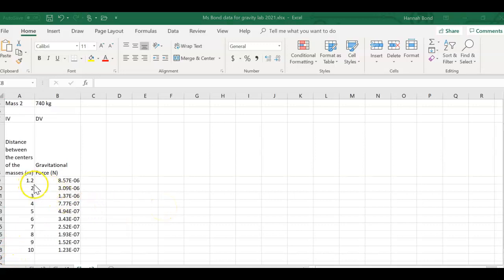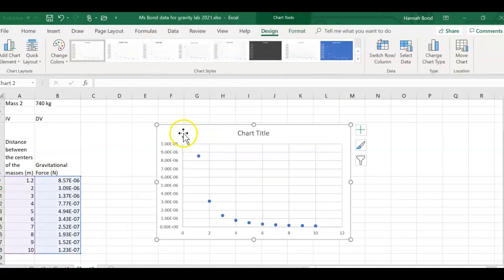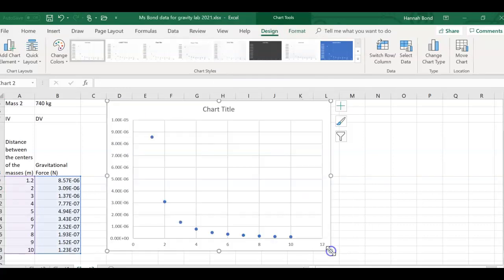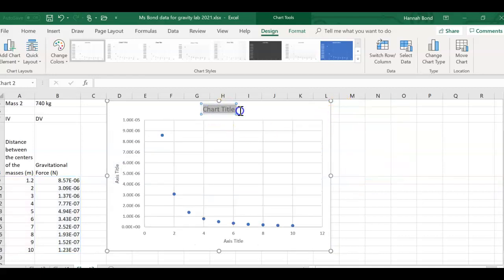After you have recorded all of the values for Experiment 3, we want to get a scatter plot to see what type of relationship gravitational force has to the distance between the centers of the masses. So highlight those numbers and insert a scatter chart. Oh, look at this. This is definitely a curved graph. Let's get some good labels on it.